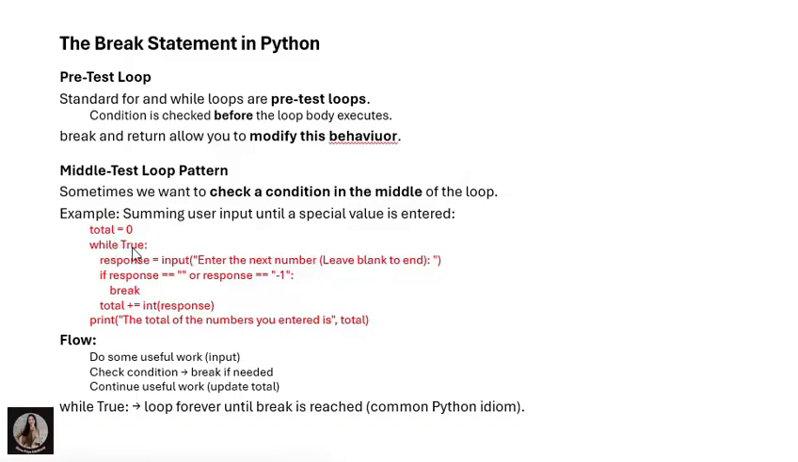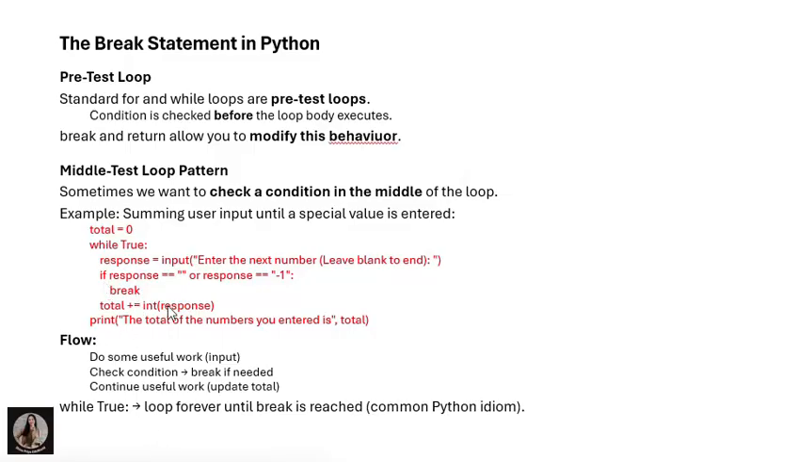Here a variable total is created to store the sum of all numbers entered by the user, and it is initially set to 0. While True creates an infinite loop, meaning the code inside will keep running until you manually stop it by using the break statement. The program asks the user to type a number, and whatever the user types is stored as a string in the variable response. If response is equal to blank or response is equal to -1, either condition being true makes the break statement stop the loop immediately.